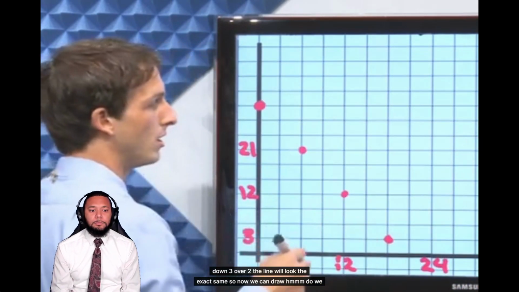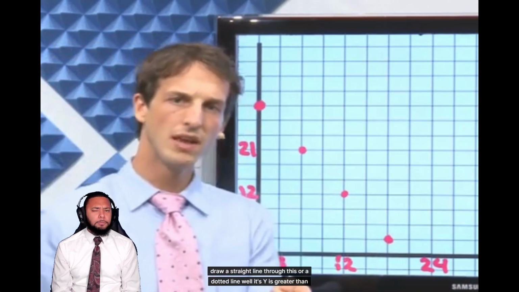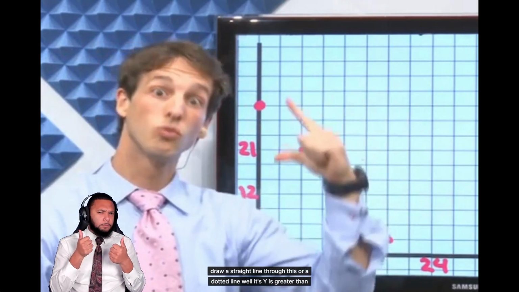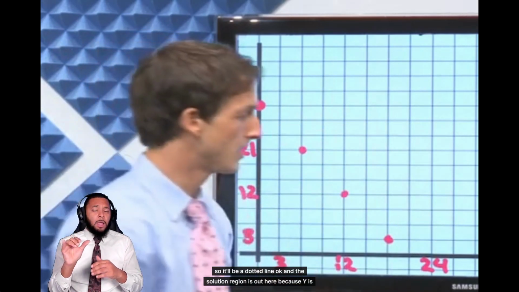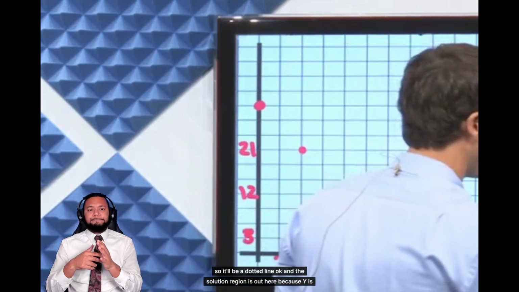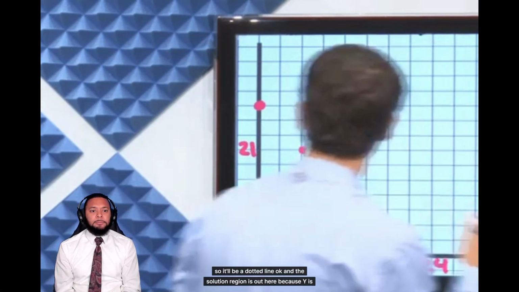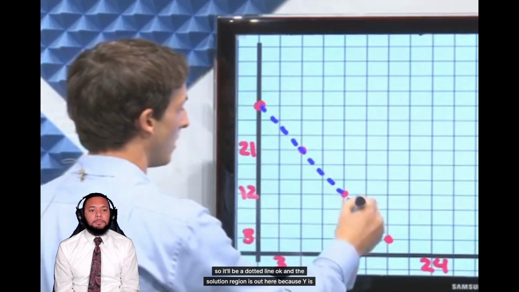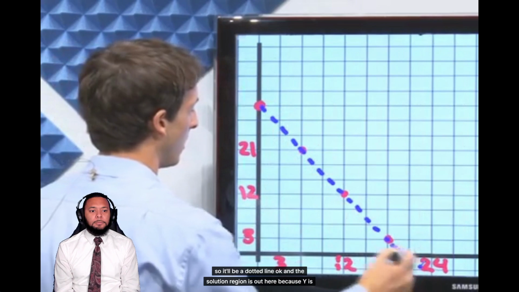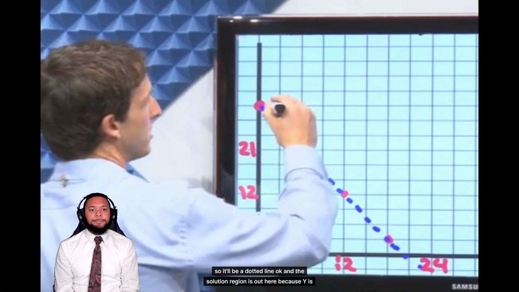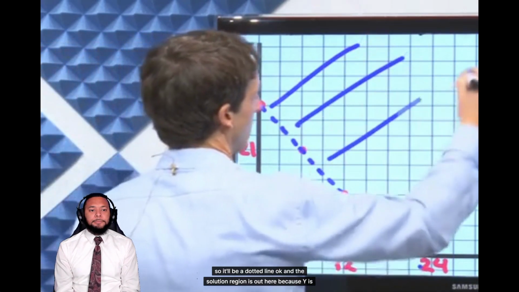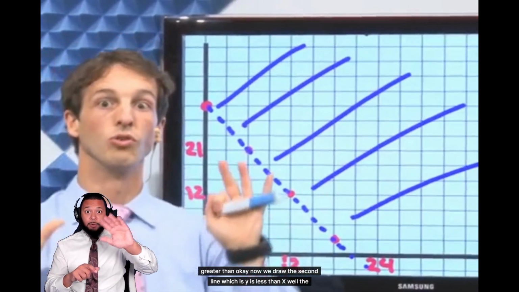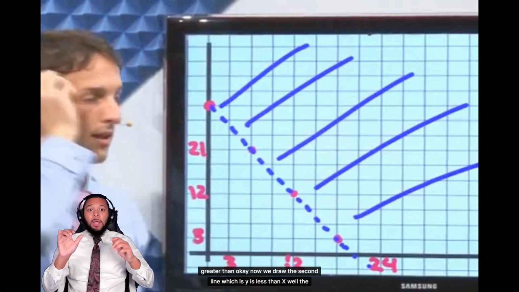So now we can draw, do we draw a straight line through this or a dotted line? Well, it's y is greater than, so it will be a dotted line. Okay, and the solution region is out here because y is greater than.